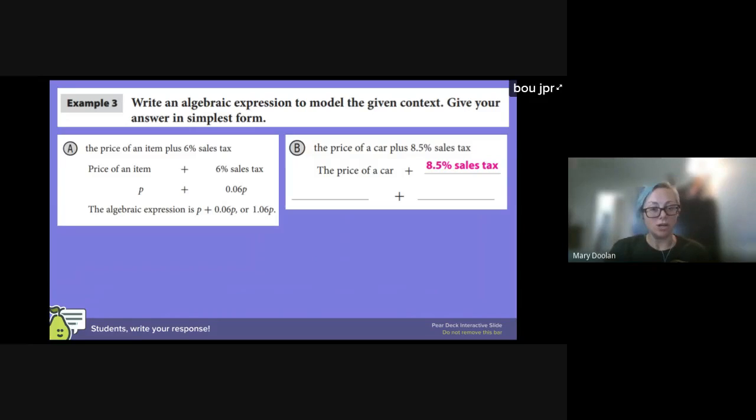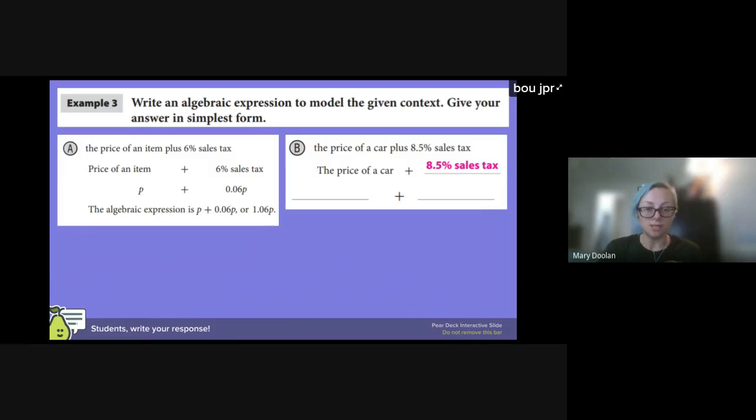So the price of an item is our unknown. And then plus means to use addition. And 6% sales tax is the thing that we're adding. And then we have to take those three things and switch them into mathematical symbols and numbers that we can write an expression with. So if you have an unknown, that's where you use a variable. And the variable you choose to use doesn't really matter. In this case, you're using P because it's representing an unknown price. So it's a logical connection. But it could really be any letter you want. So P plus, and then 6% sales tax.